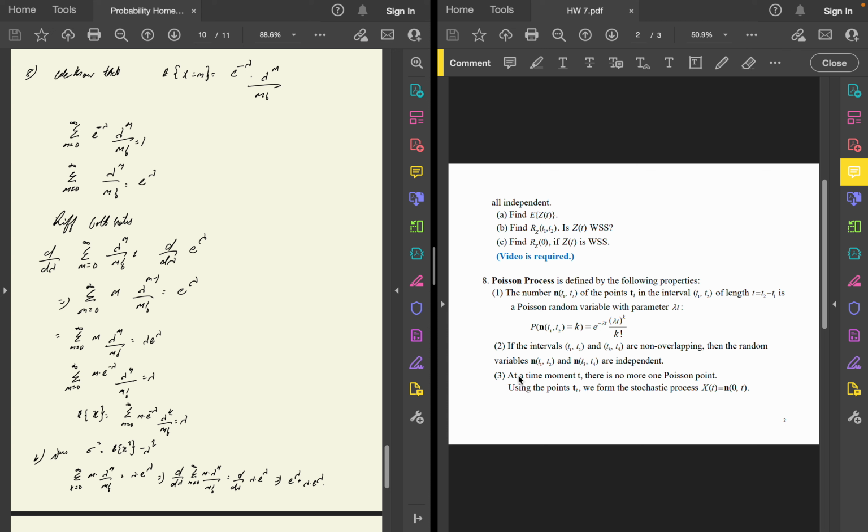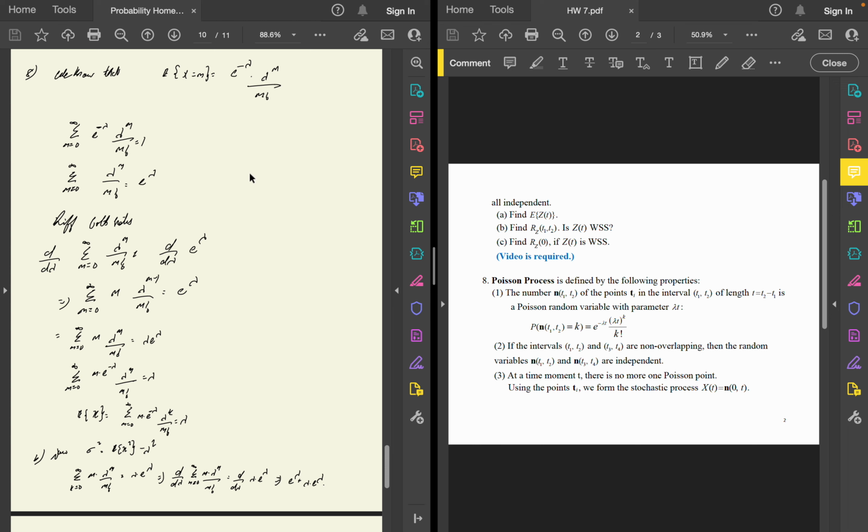We are also given the formula. Basically we are also given that if the intervals (t1, t2) and (t3, t4) are non-overlapping, the random variables are independent, which is given over here. These are the things that are given to us.